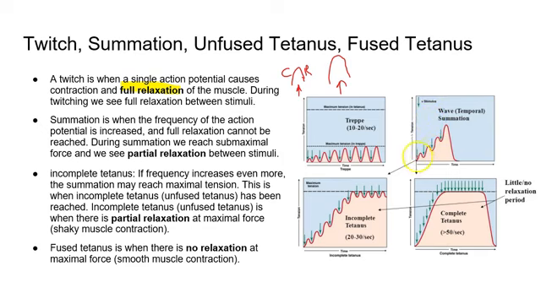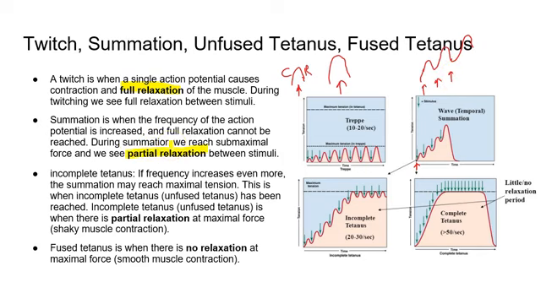You can see the stimulus. When we have the stimulus, we have contraction, but instead of full relaxation, we have partial relaxation. Stimulus, contraction, partial relaxation. Another stimulus, contraction, and then partial relaxation. Another stimulus, contraction, and partial relaxation.